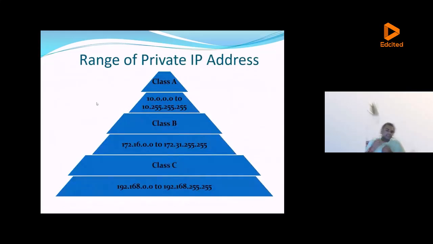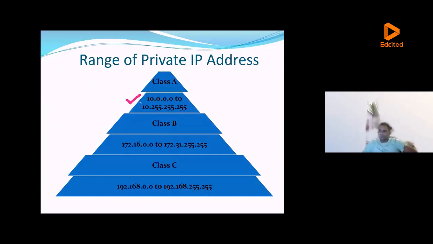Now from every class, class A, B, C, we have these three blocks of IP addresses, which are dedicatedly reserved for private IP addresses. For example, class A starts from 0 and goes to 127. From there, just one block, 10.0.0.0 to 10.255.255.255, is blocked for class A private IP addresses.